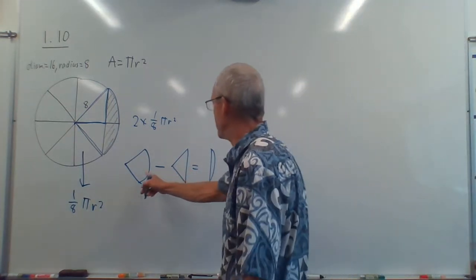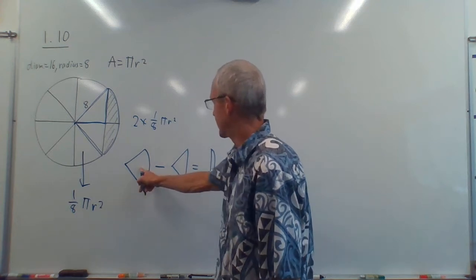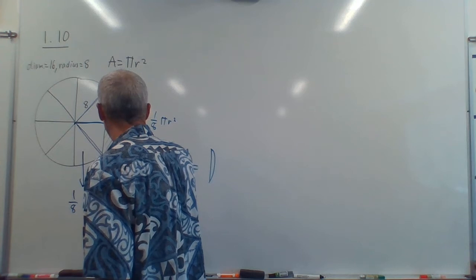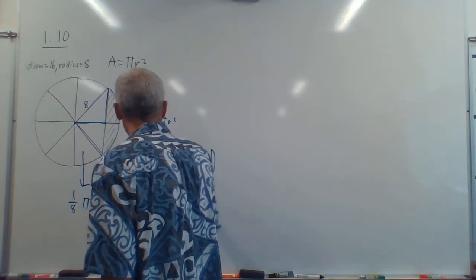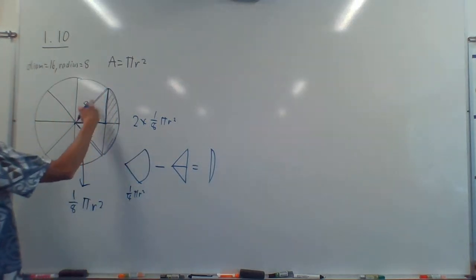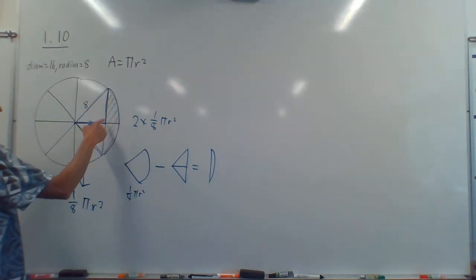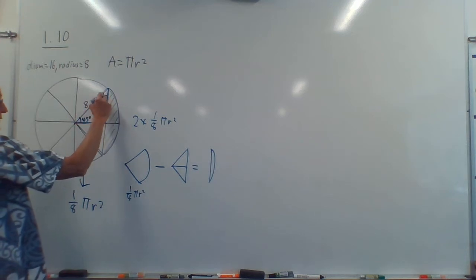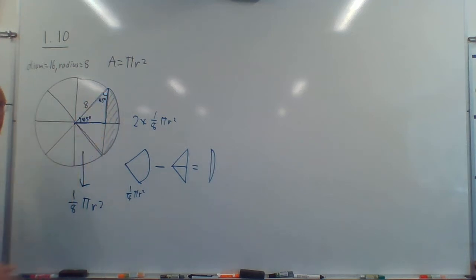Okay. So we know this. This is 2/8, 1/4 pi r squared. So we have to figure out the area of the triangles, but that's pretty easy. The hypotenuse is 8. We know these two sides are the same because this is 45 degrees, which means this is 45 degrees. So we know it's an isosceles triangle.